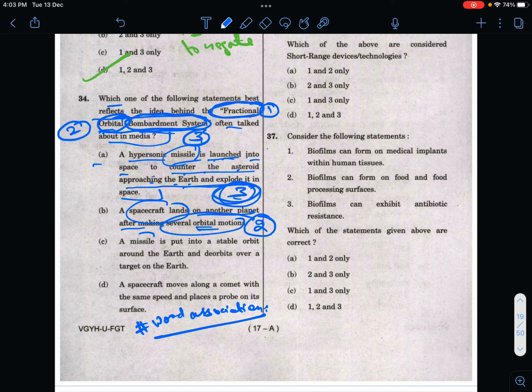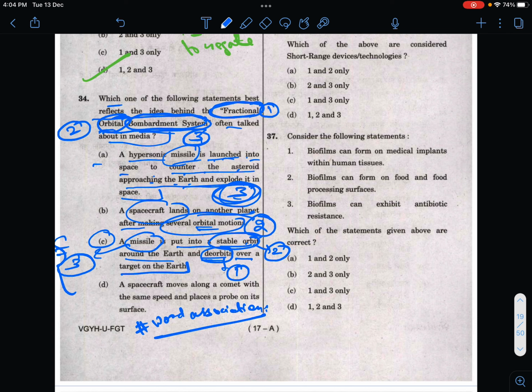Option C says a missile is put into a stable orbit around the Earth and deorbits over a target on the Earth. So missile relates to the bombardment system, orbit relates to orbital, and deorbiting relates to the fractional aspect of it. Fractional means it is not staying the course: it is first put into a stable orbit and then it deorbits over the target. So logically speaking, until now C at least has all three elements. Still, I won't be really confident.